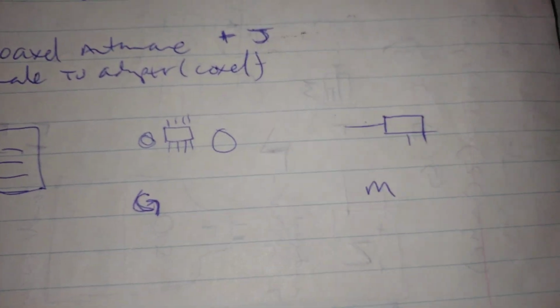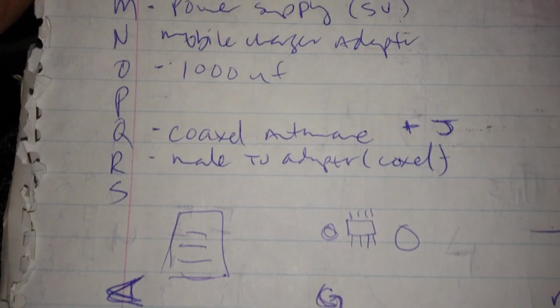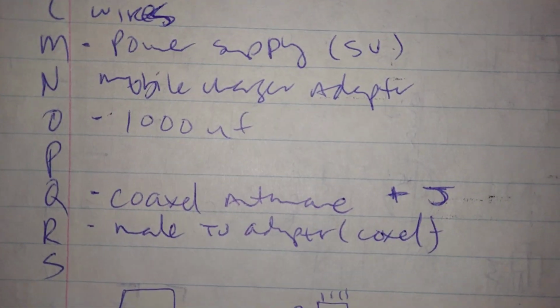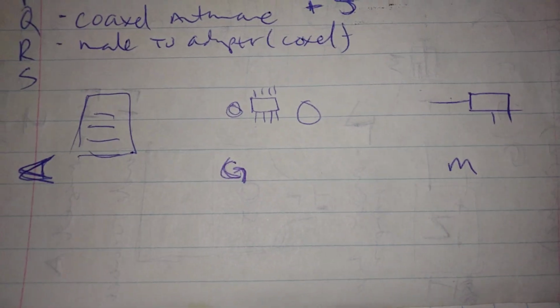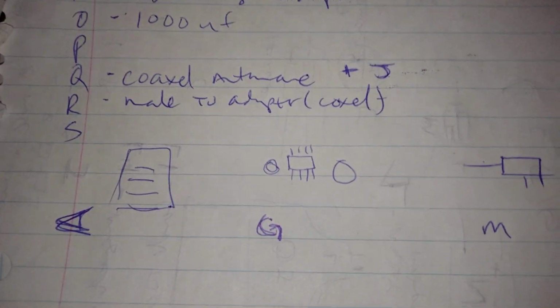And then the M is the power supply, which was 5 volts in the video. A mobile charger adapter, took a few notes. So this is actually a cell phone range booster. And right here I'm organizing.